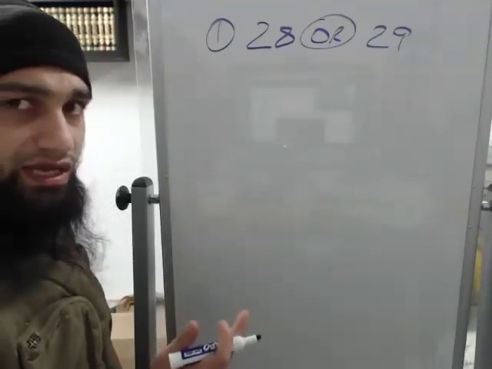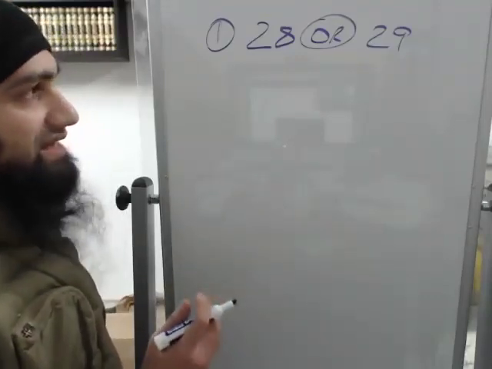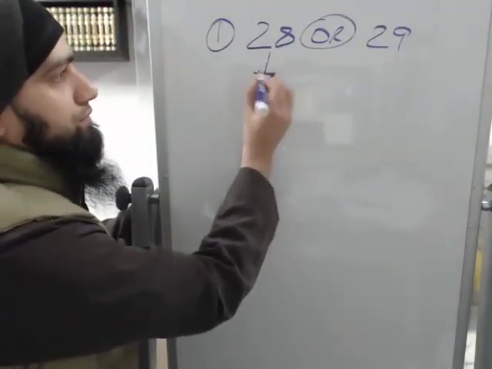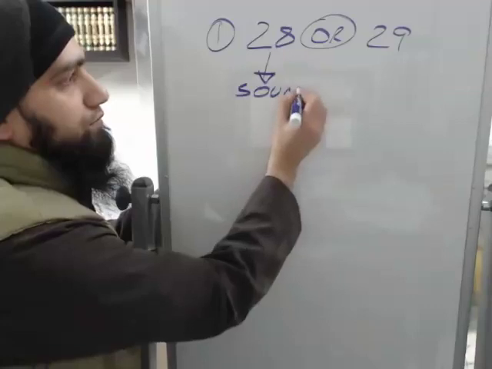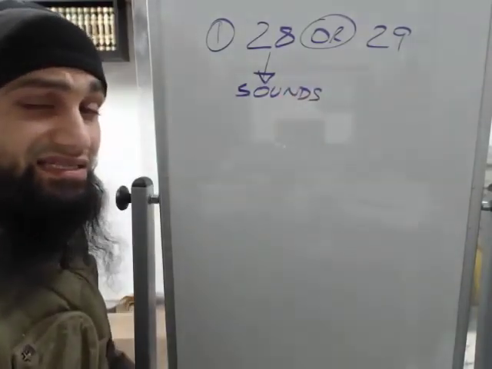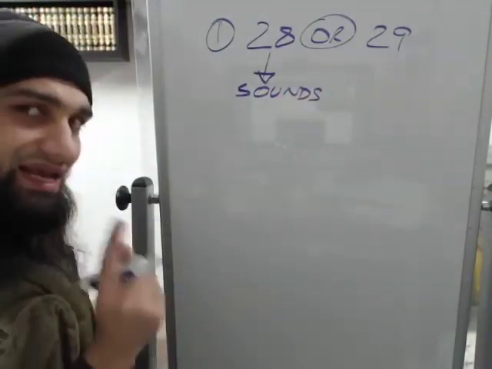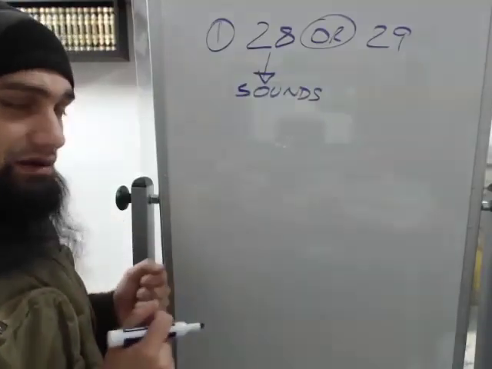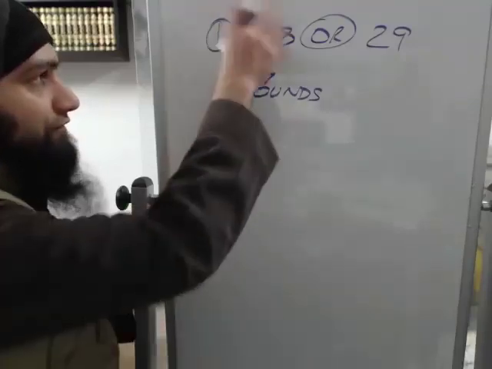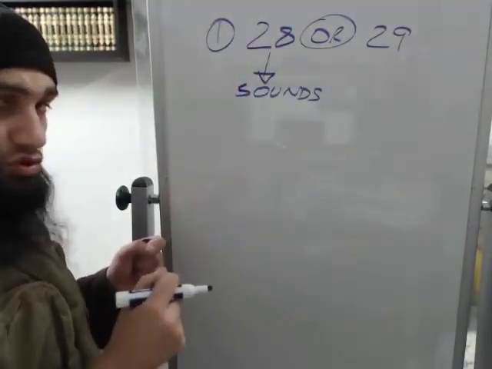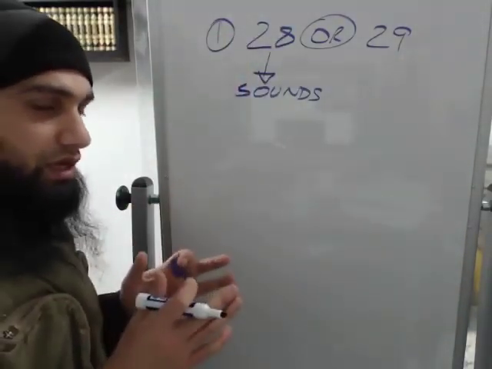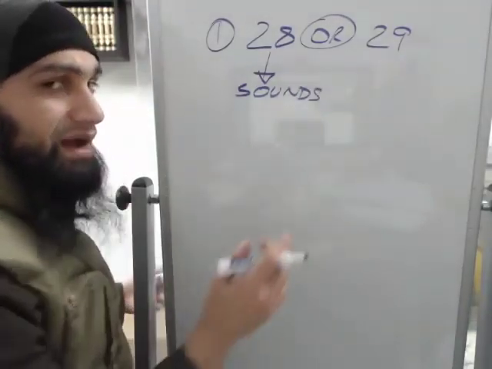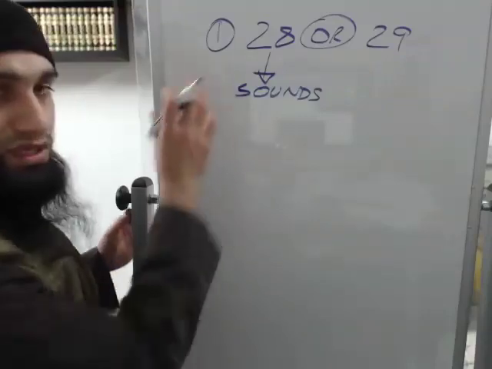Now, why 28 or 29? You have to understand that there are 28 letters with sounds. 28 letters have sounds, and there's one letter that does not have a sound. It is used for stretch purposes in the Arabic language, to stretch a sound from amongst these 28 letters. So there are in total 29 letters, but the sound letters are only 28 letters.